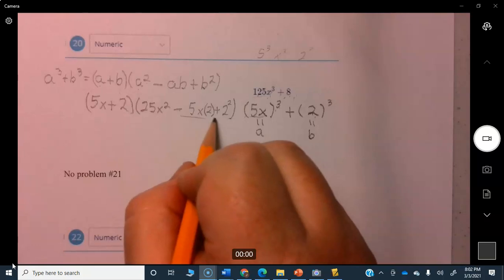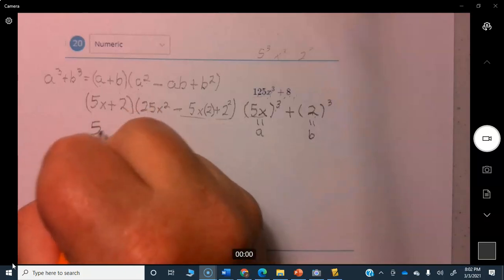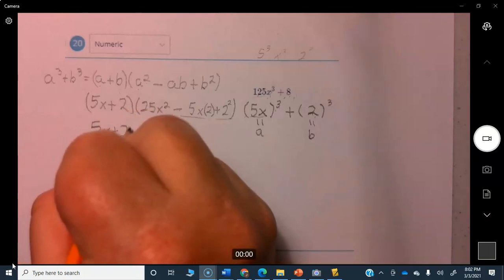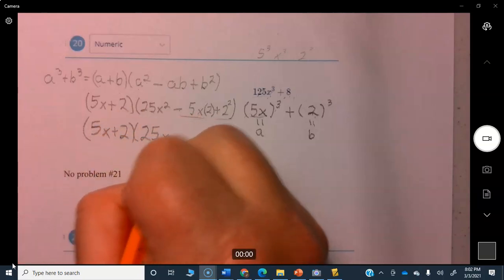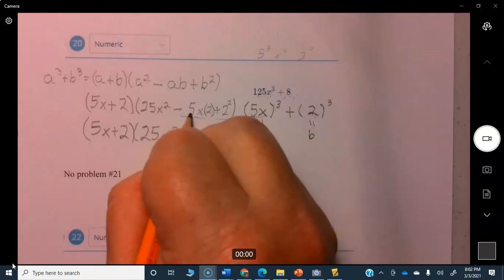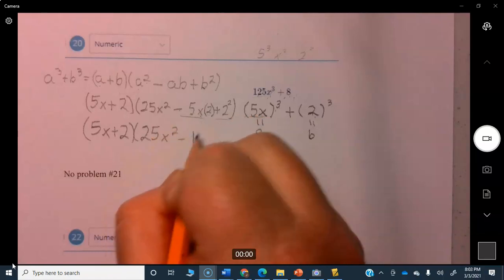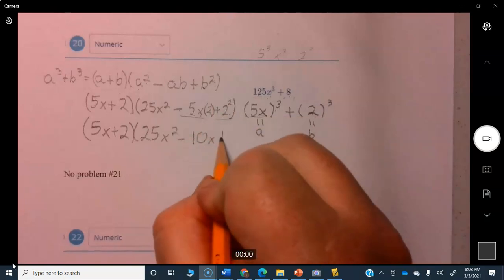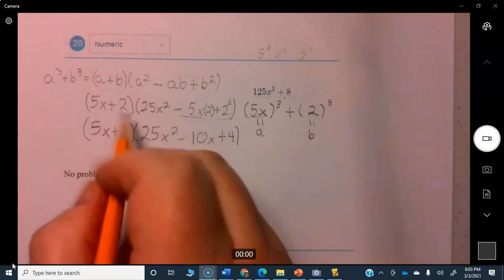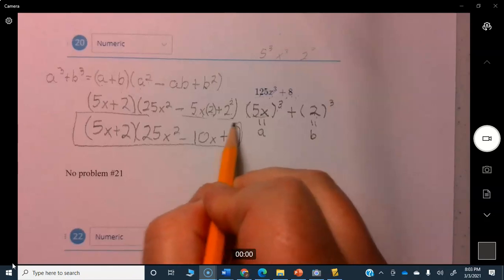So I can simplify these terms right here, so I'll do that. 5x plus 2, 25x squared, minus 5 times x times 2 is 10. 5 times 2 is 10, x, and 2 squared is 4. And that's the answer to that.